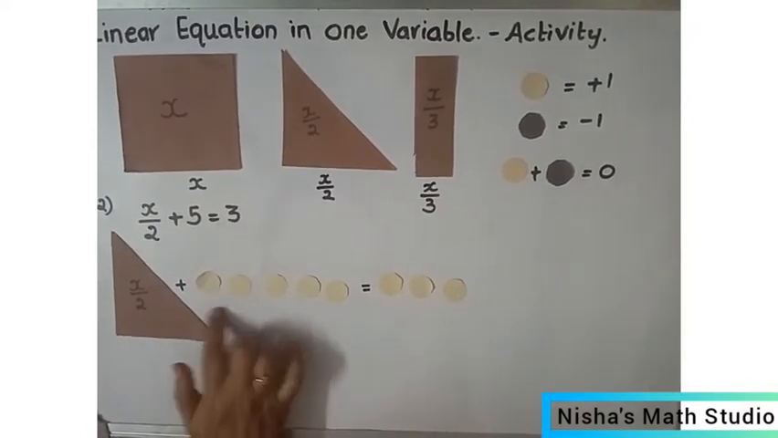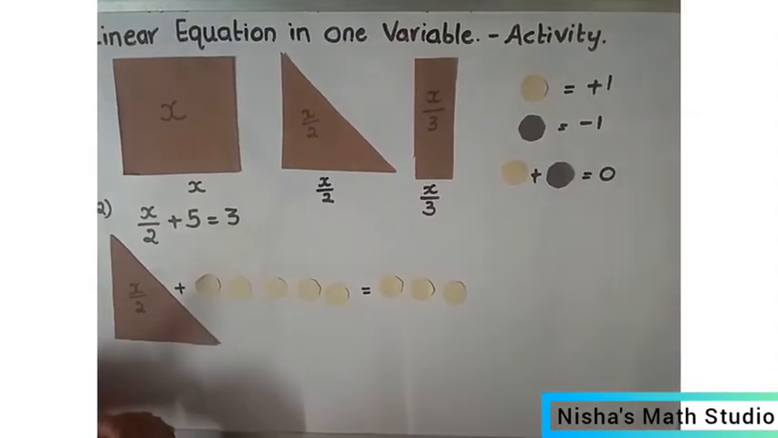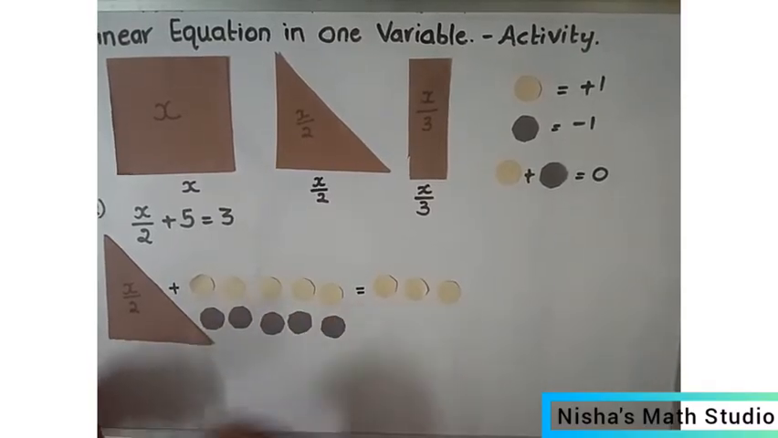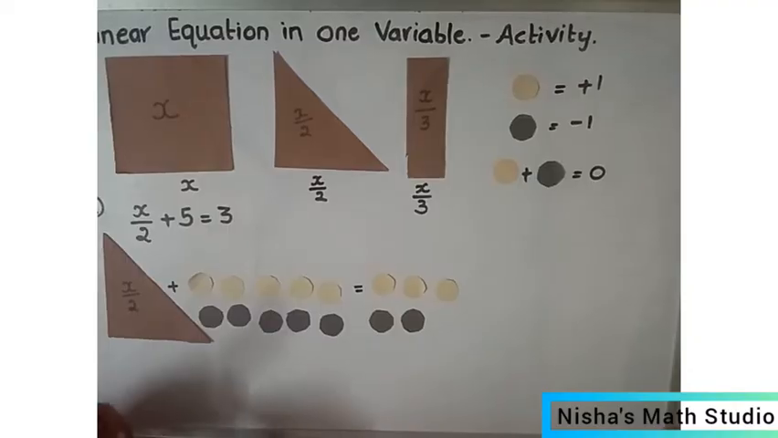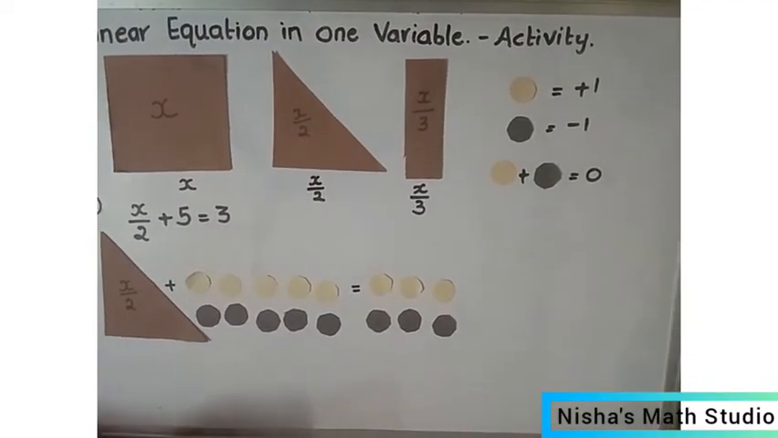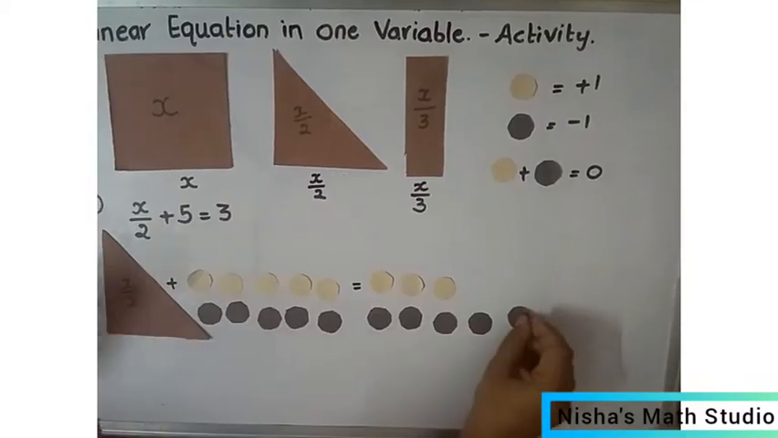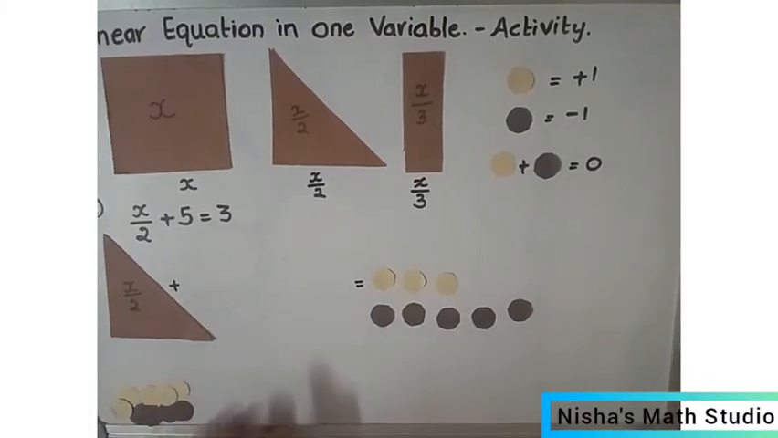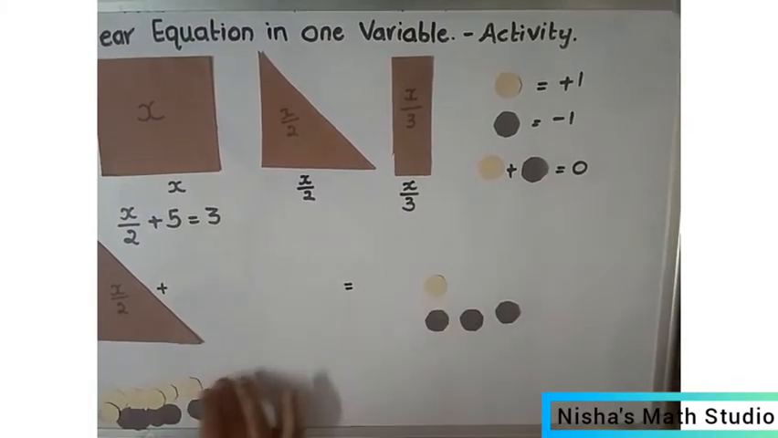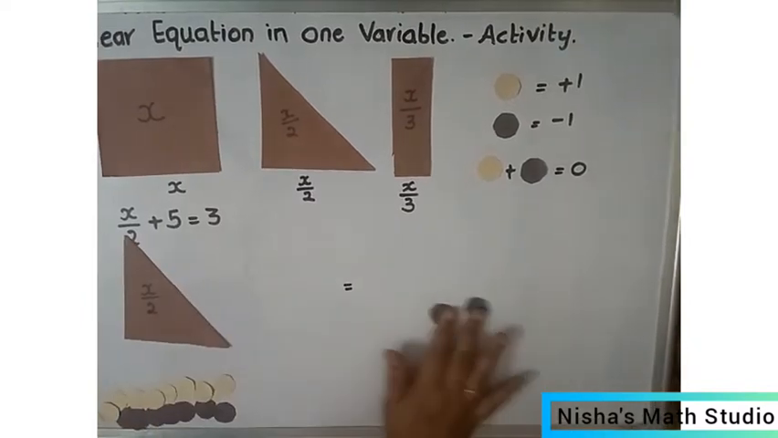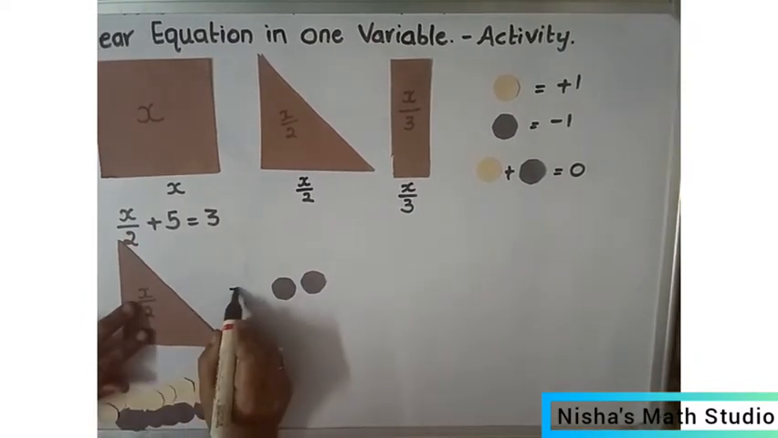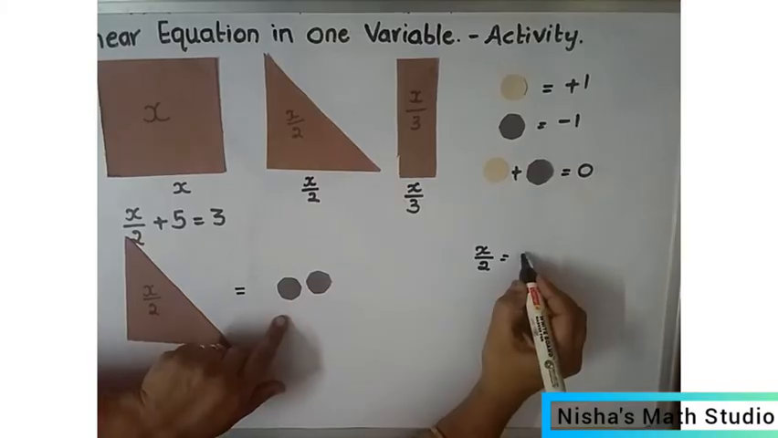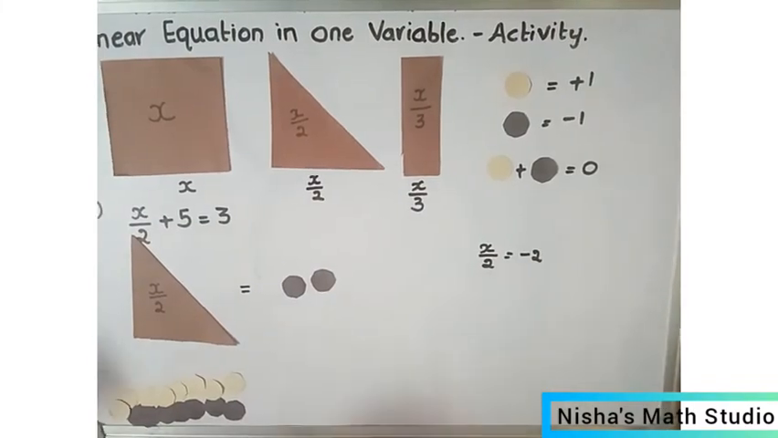Now I want only x to be on the left hand side. So first let me try to remove this 5. To do that, I have to add 5 black counters here, 1, 2, 3, 4, 5. In the balancing of equation, I need to add 5 on this side also, 1, 2, 3, 4 and 5. Now this becomes 0, one set, 0, 0, 0, 0. On the right hand side also 1, 2, 3 pairs will go. So you have x by 2 which is equal to -2. Remember, black represents -1, so it is -2.